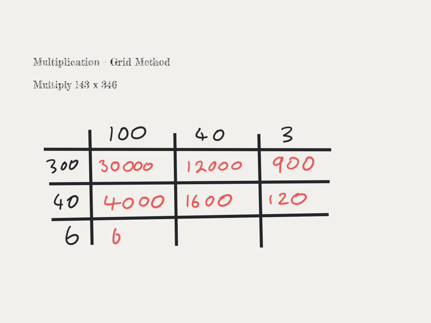6 times 100 is 600. 40 times 6, 4 times 6 is 24, times 10 is 240. 6 times 3 is 18. Now we have to add it all up.